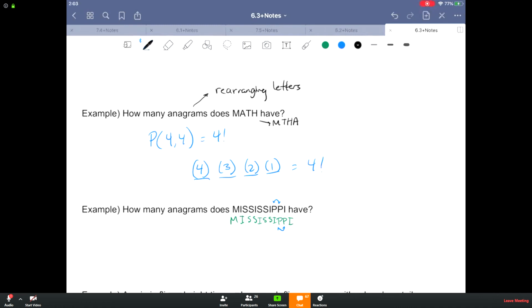In this case, there are 11 letters. So you think about your 11 spots, you would have 11 times 10 times 9, all the way down to 1. So it would be 11 factorial if all those letters were different. We have repeats though, so how do we get rid of the repeats? We've got to divide something out.